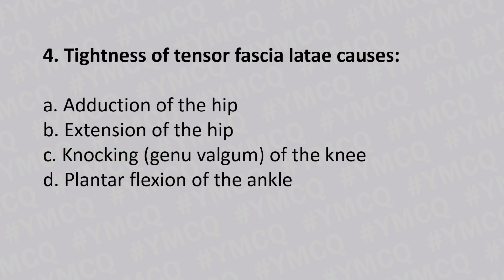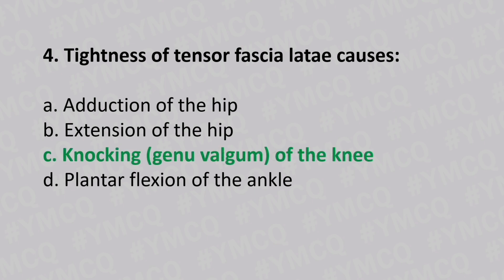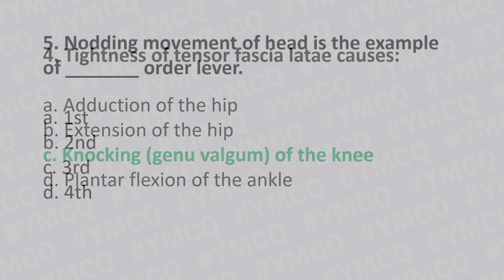Tightness of the tensor fascia lata causes option A adduction of the hip, option B extension of the hip, option C knocking or genu valgum of the knee, option D plantar flexion of the ankle, and the answer is option C knocking of the knee or genu valgum of the knee. Moving to our fifth question.